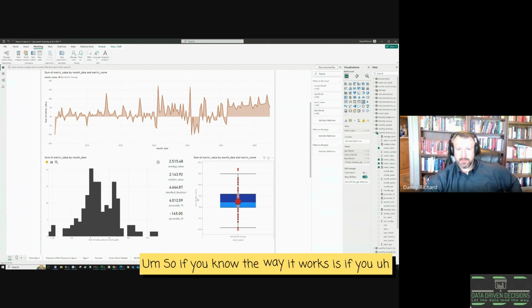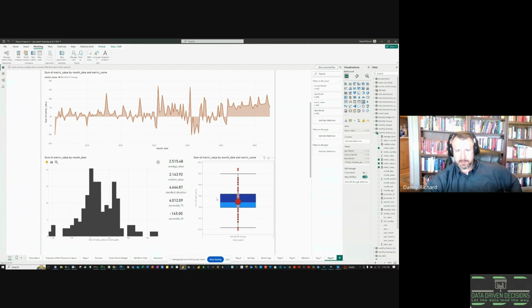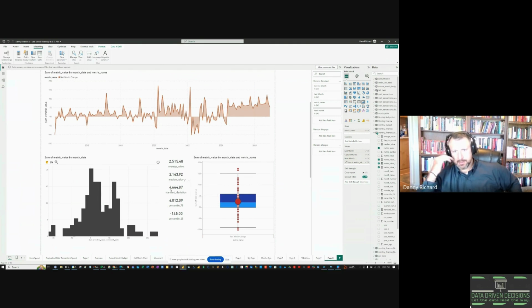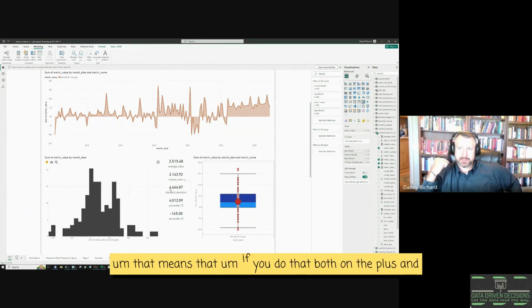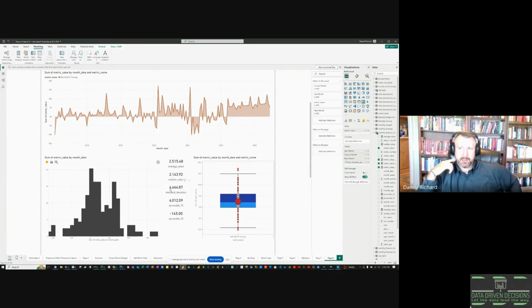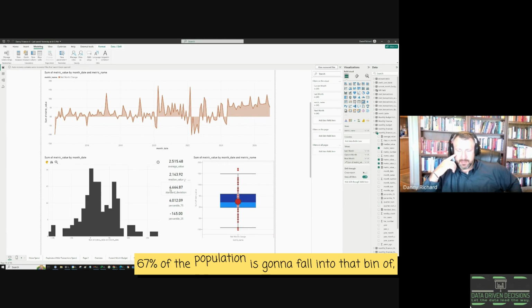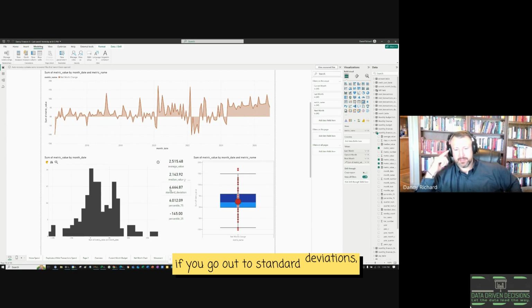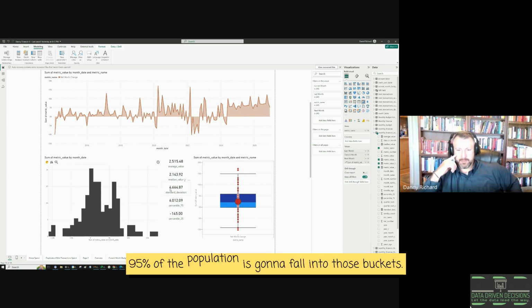The way it works is if you take the mean value and add and subtract one standard deviation, that means that 67% of the population is going to fall into that bin of width. If you go out 2 standard deviations, 95% of the population is going to fall into those buckets.